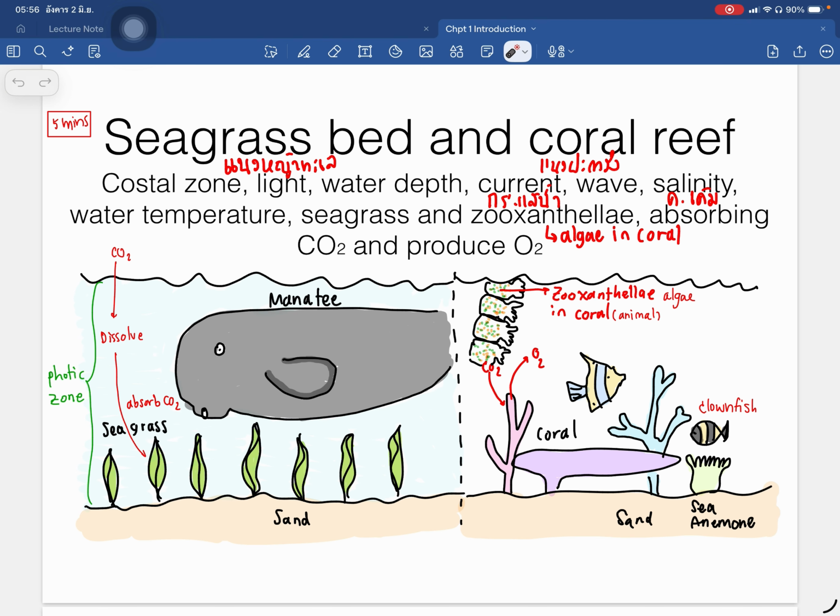But we also have another type of ecosystem. This one has animals living together with algae and producing colors inside the cells, which we call the coral. Inside the cells of the coral, we also have algae, which we call zooxanthellae, living in the cells of the coral. This one is used for absorbing the carbon dioxide inside the cells and producing oxygen. Okay. And here we have fish, just like the clownfish and even the angelfish or the sea anemone, living together to form the coral reef ecosystem.